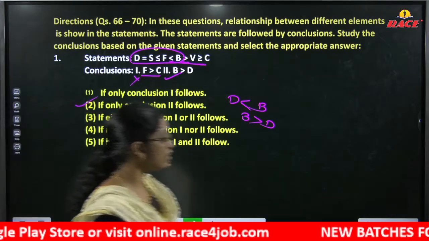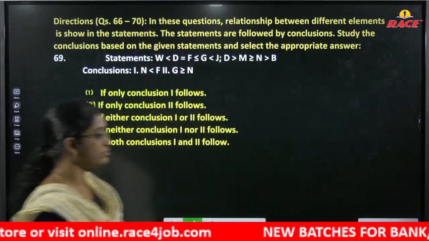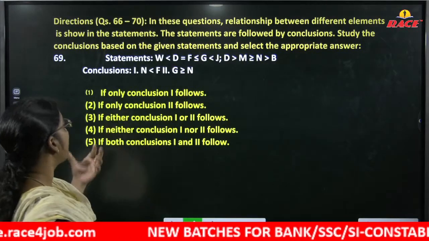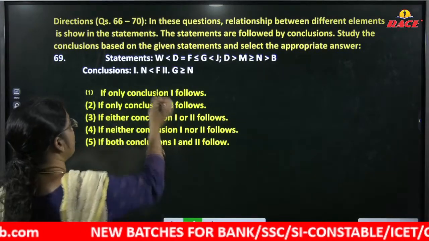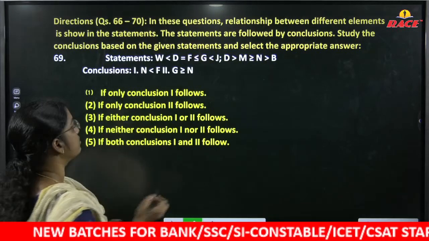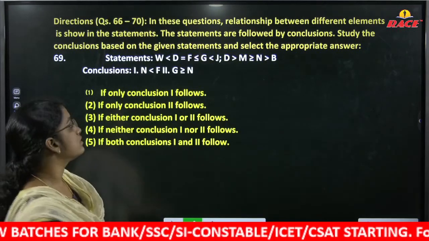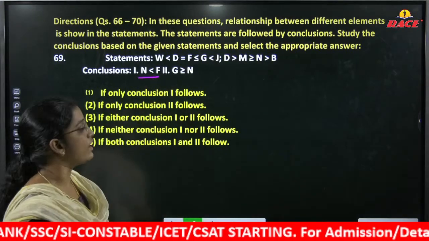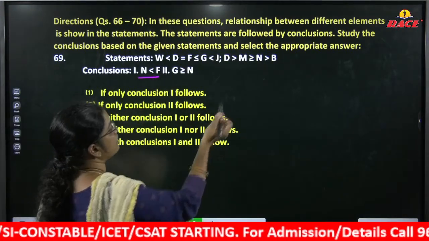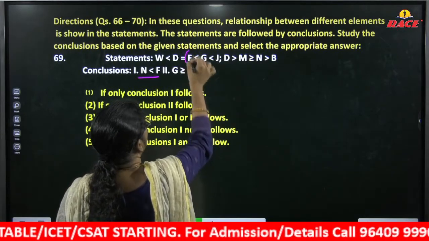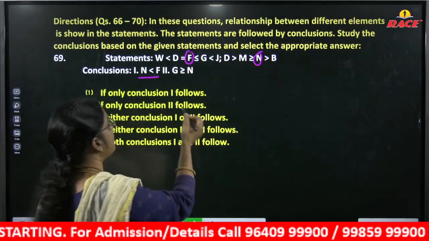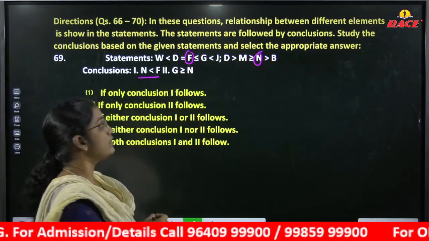Then coming to our next question. Here we have two statements and two conclusions. This question is like our second question. Here also we are given two statements and two conclusions, but we need the relationship between N and F. In the first statement we have F, in the second statement we have N. So we need to find out the relation between N and F.